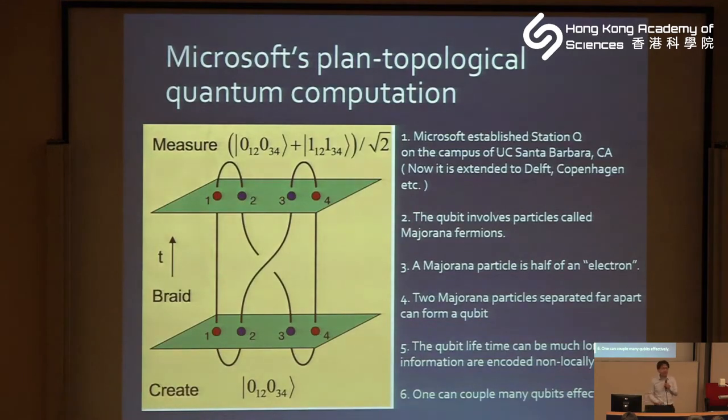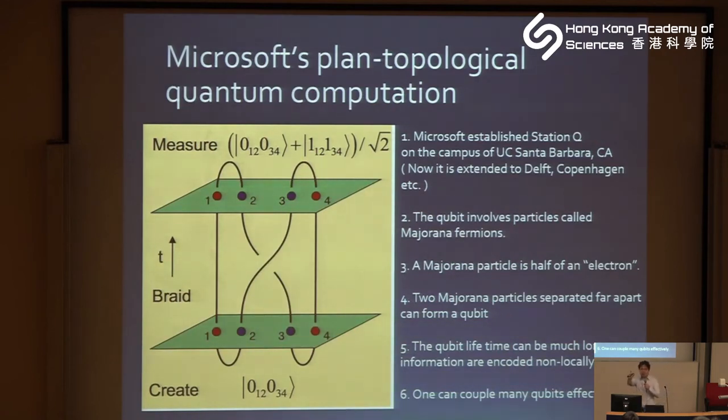And there's another company which I did not mention, which is Microsoft. Microsoft has a different plan for making qubits. Instead of using electrons or pairs of electrons, so-called Cooper pairs, they use different particles called Majorana fermions. You can think of each Majorana as one-half of a fermion, or one-half of an electron. Not completely, but you can imagine that. So you can put two Majorana fermions together, and then another two Majoranas together.